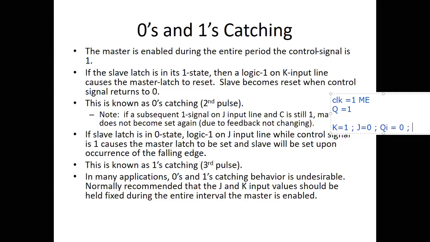If QI is equal to 0, when clock is equal to 0, what happens? Slave will be enabled. If slave is enabled, what will happen to the real value of Q? Q will change to 0. Although initially Q was in one state, when clock is equal to 1, if you make K is equal to 1, and then clock goes to 0, the slave is enabled and Q will be equal to 0. This problem is known as zeros catching problem. This is happening during the second clock pulse. So this is one case.